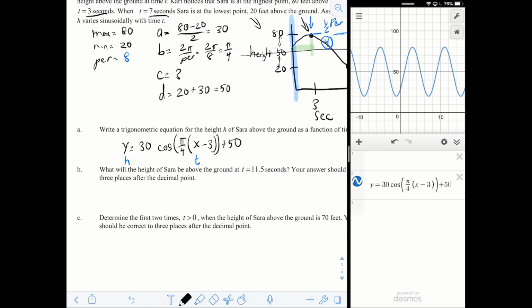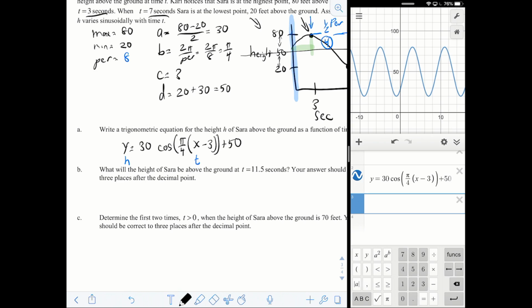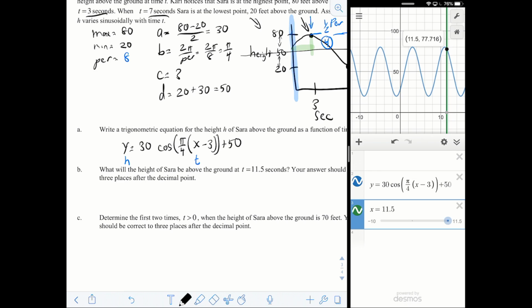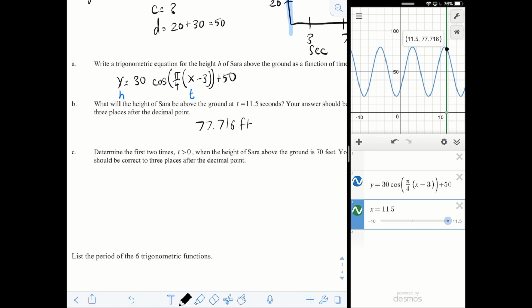Okay, so it says, when will the height of Sarah be above the ground level at 11.5 seconds? Now, when you're working with your TI-83 or 84 calculator, you're going to hit second trace, which is calculate. Then you're going to go to value, hit enter, and then type in t, well, not t, but in this case it's going to be x. Type in 11.5 and hit enter. Since I have to do things a little bit differently, I'm going to say x is going to be equal to 11.5, figuring out my intersection, and so that is going to be 77.716 feet.